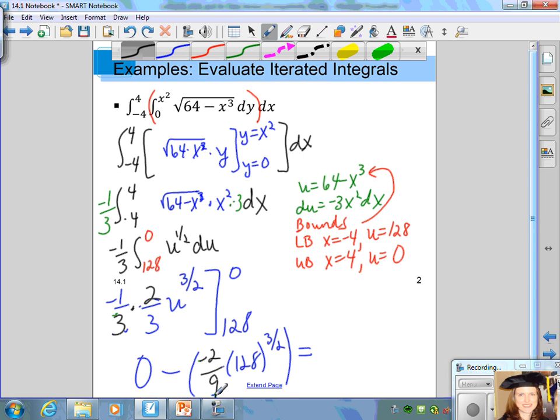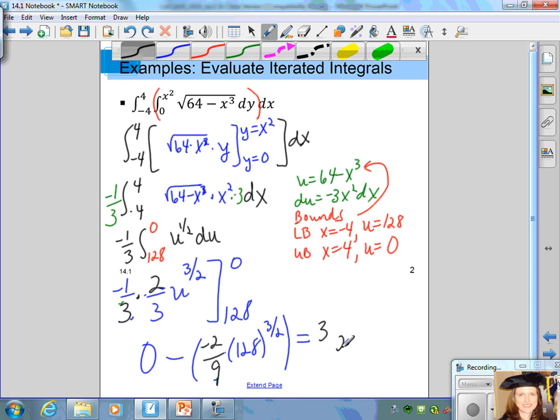And then when you plug that in and simplify on your calculator, that is approximately 321.81. Now what you can do is verify your answer by going to the step right before we did the u substitution. You can use the integration feature on your graphing calculator to evaluate this integral from -4 to 4 of the square root of 64 minus x cubed times x squared dx. And then you should confirm that that is the same answer.